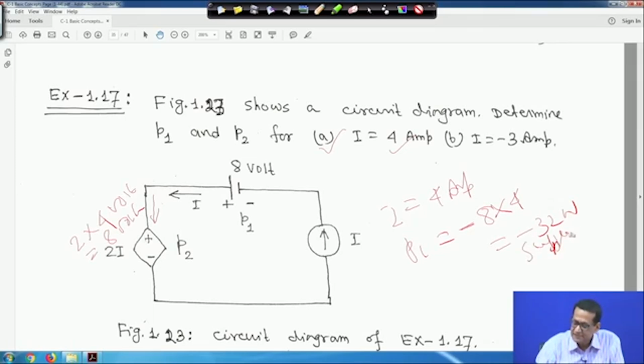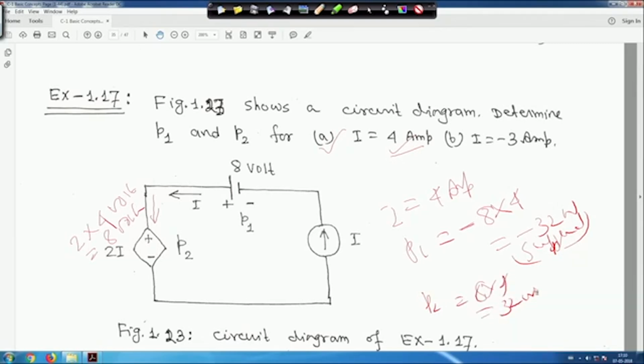Now the other thing is, this current is entering the plus terminal of the dependent voltage source. That means this source is absorbing power. Here it is 8 volt and 4 ampere current is entering, because I is equal to 4. So P2 will be 8 into 4, so 32 watt. This is power absorbed, right. Hope this is totally clear to you.